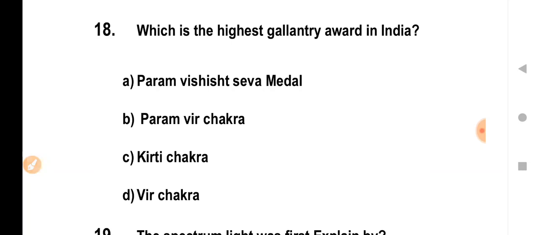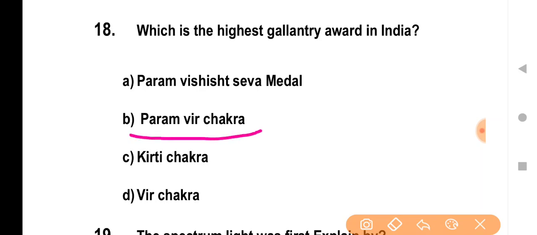Which is the highest gallantry award in India? And the answer is B, Param Vir Chakra.